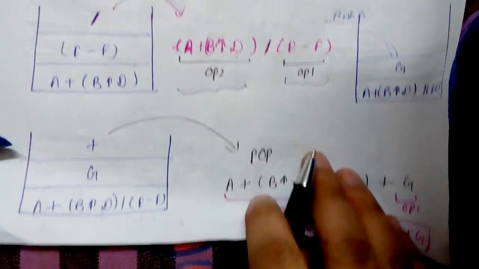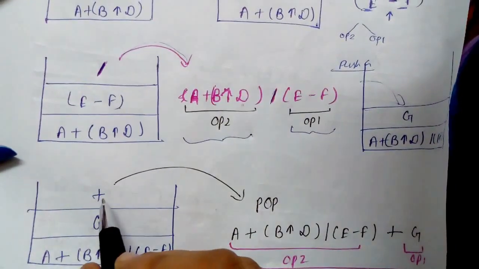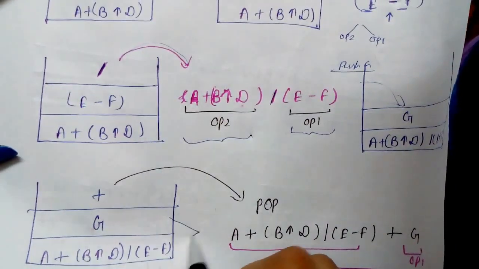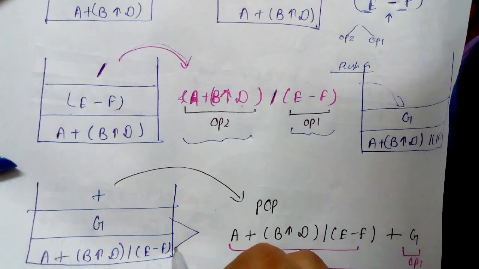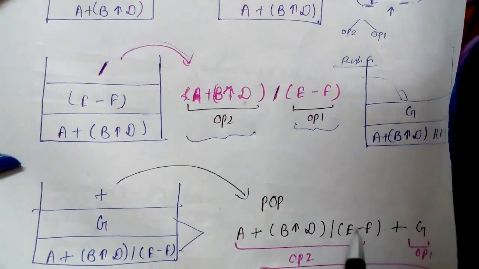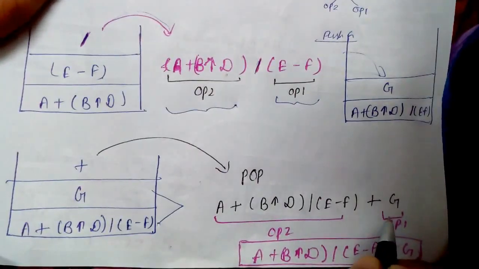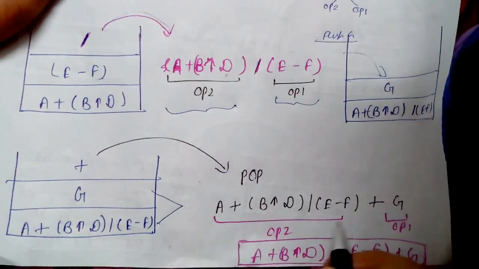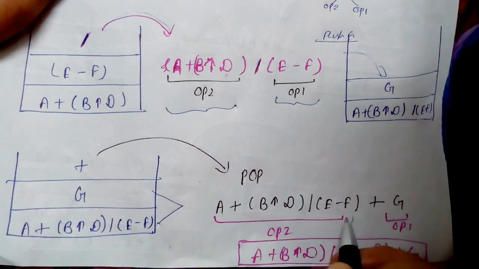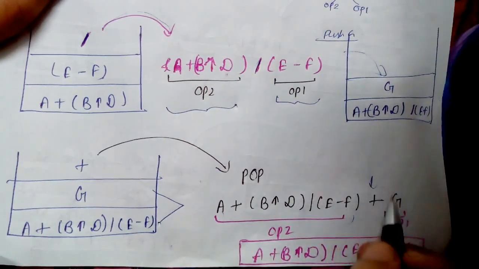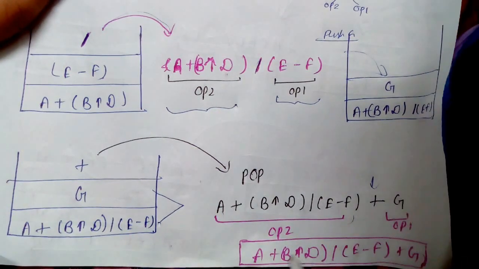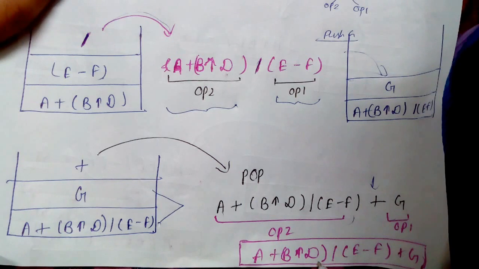After that plus will come. When plus comes, we will pop the top two operands in such a way that operand number 2 and operand number 1. G is my operand number 1, so we will write G here, and this whole expression is operand number 2. We will place the plus sign in between. So this is the final infix expression for the equivalent postfix expression.